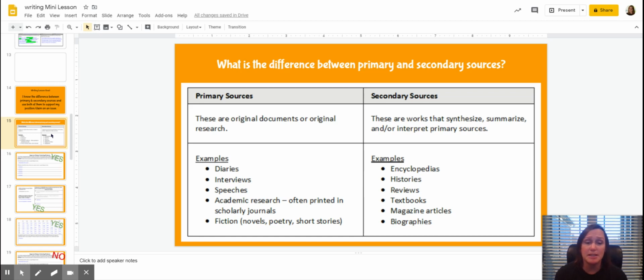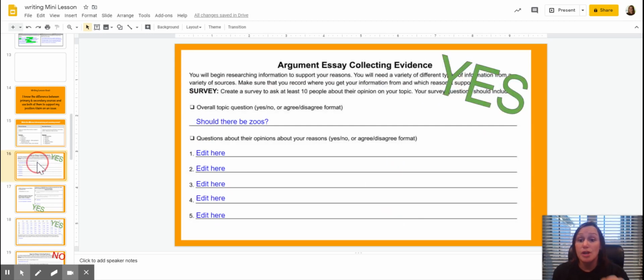When you write an argument, it's really important that you have different kinds of sources. It really helps to make your argument much more firm and strong. So today we're going to start looking at a primary source that we can incorporate into our writing and research. We're going to start a survey.